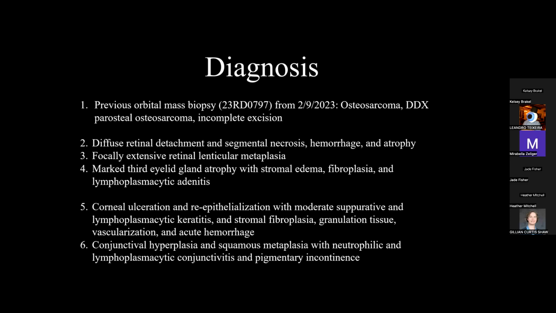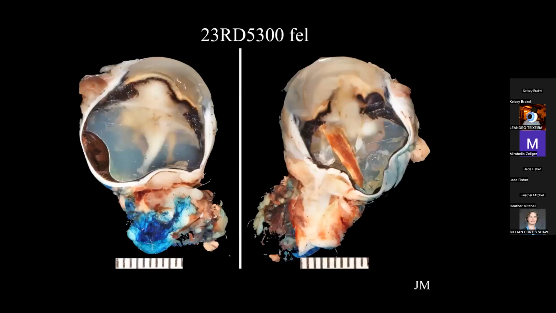Cool. All right, so next up, spoiler alert. This is from a 1-year-old domestic short hair cat. This is the right eye that was non-visual, absent menace, had corneal neovascularization, and unable to visualize the lens.